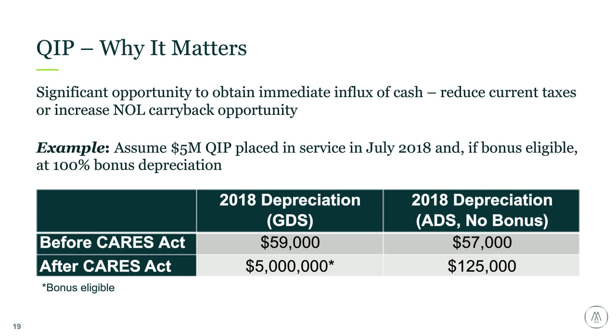So the reason I bring this up is it speaks to the importance of prior 163(j) elections. And if a taxpayer elected out of the interest limitation and did not actually revoke that election per recent revenue procedures, then QIP would continue to have a 20-year ADS life with no bonus depreciation eligibility. And then if a taxpayer did not elect out of the interest limitation, then QIP would have the 15-year GDS life and they'd be able to reap that $5 million benefit in this example.